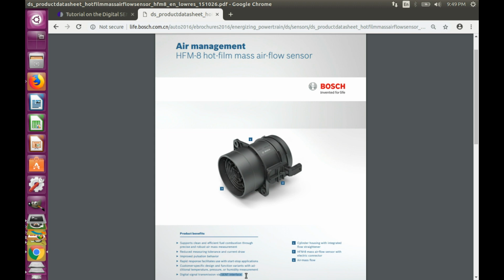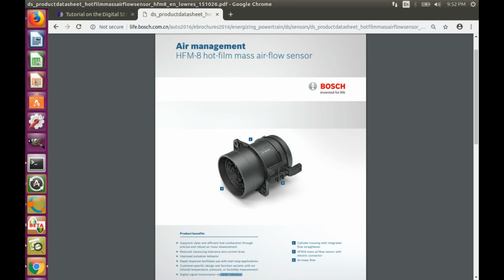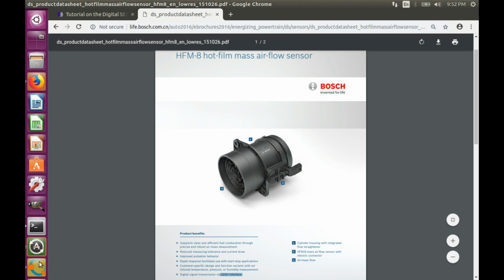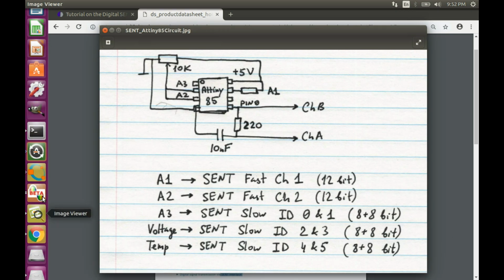Instead, I'm going to program a small microcontroller, ATtiny85, to transmit both fast and slow SENT packets and see what happens on the PicoScope. So let's quickly describe what we are going to do with the MCU.